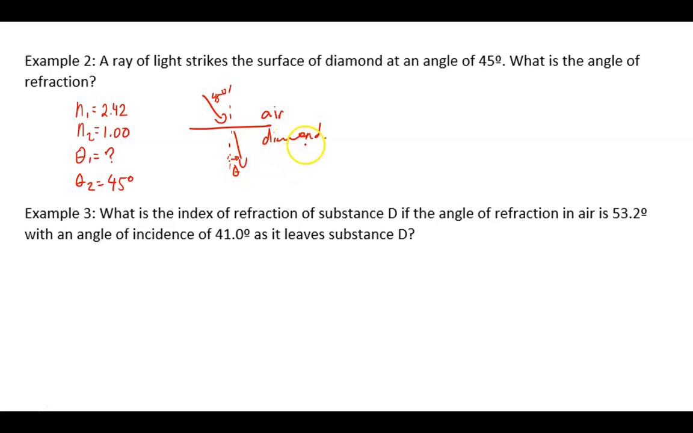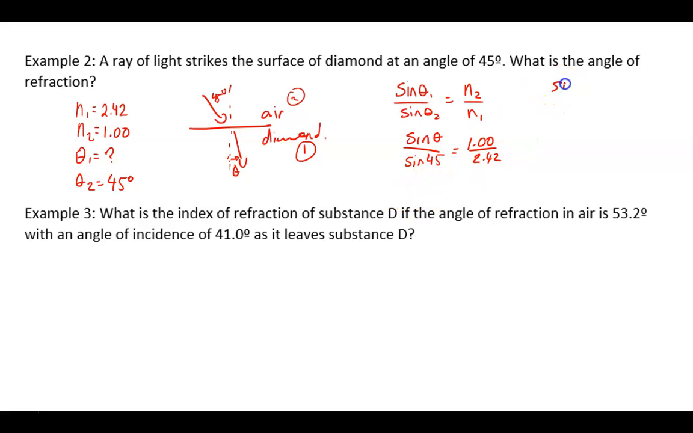We're going to call diamond medium 1 and air medium 2 because mathematically it's going to be easier. If you switch them up, it's going to be just fine. So we're using the sine and the indexes of refraction. We're looking for that angle. Sine 45 is equal to n2, which is 1.00 over 2.42.